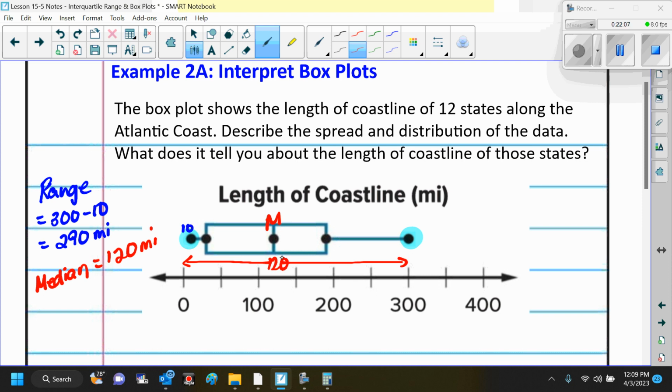Does that make sense? Remember, the median splits it in half. So 50% of the coastlines are less than 120, and 50% are greater than 120. So there's 50% and 50%. So the range, that's the one that tells us about the spread, okay? So the spread is about 290 miles. That's the spread.